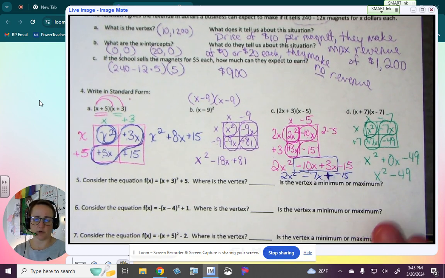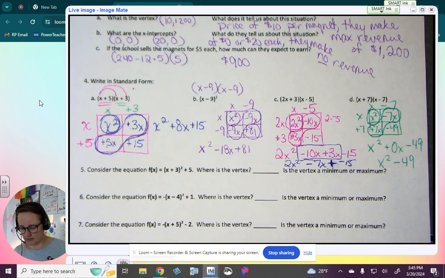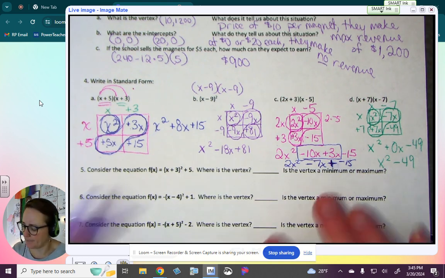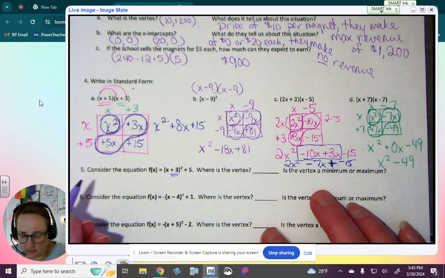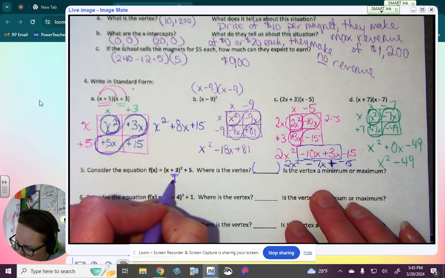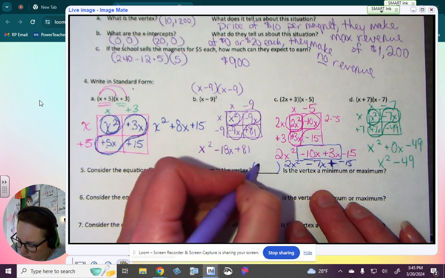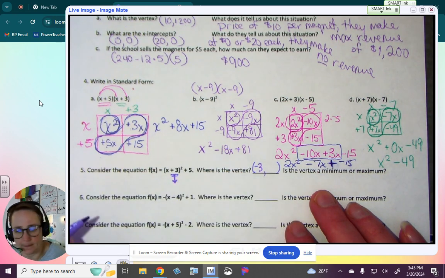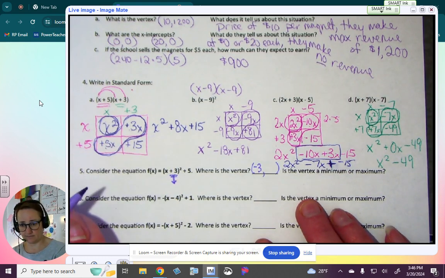Now just a couple more questions here. On this front side, we have a couple equations, and it's asking us about the vertex, and then it's asking if it's a maximum or a minimum. So I'm going to remind you about how we can tell that. First of all, what's inside the parentheses with the x helps us know the x coordinate. We have to change the sign. So if it's a plus 3, we're going to have an x coordinate at negative 3. Change the sign if it's inside the parentheses.